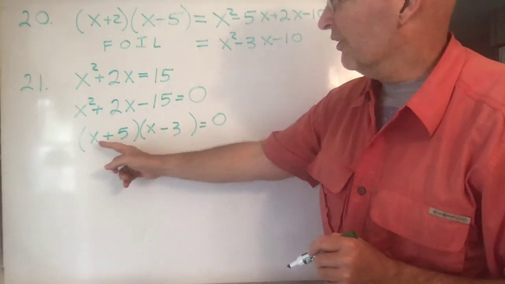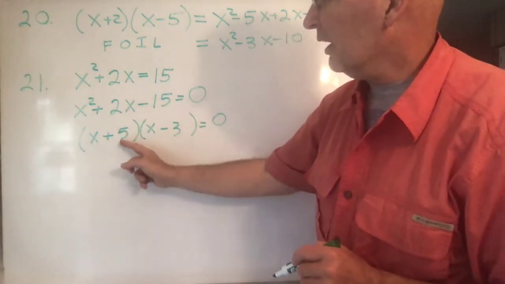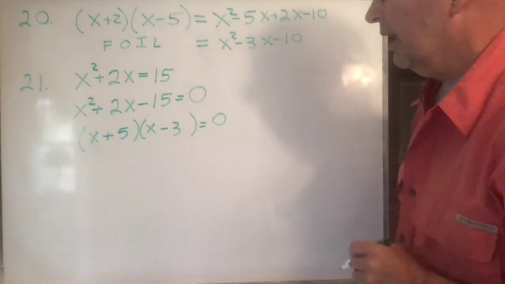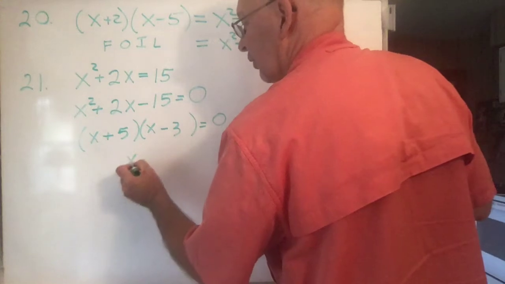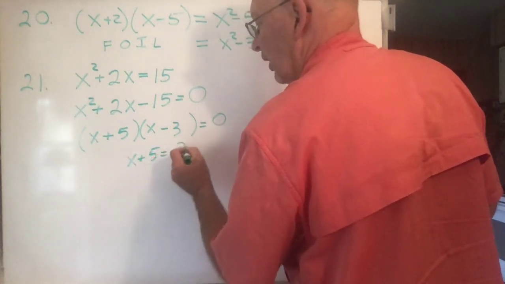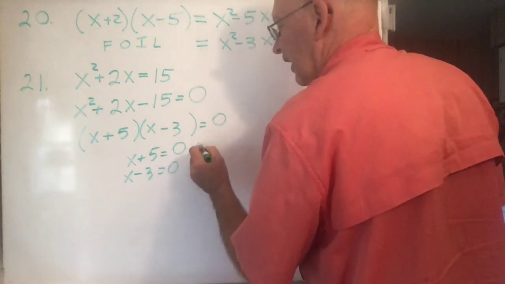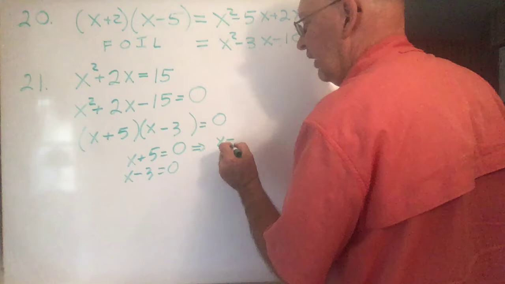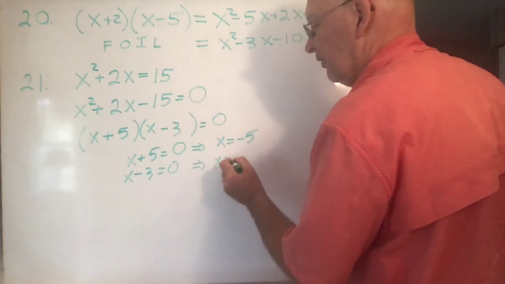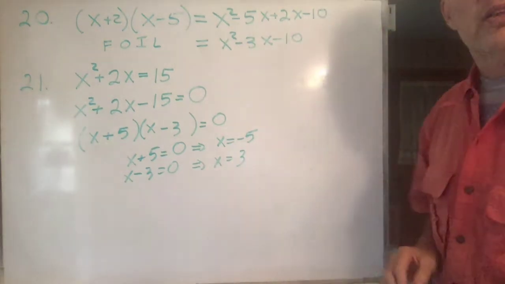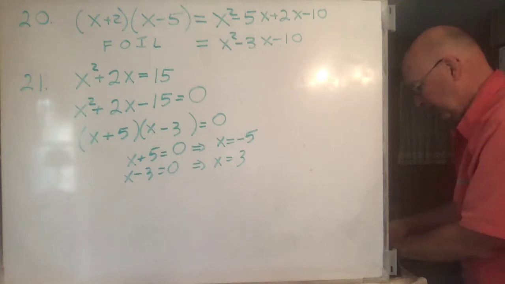Because if you FOIL this out, you're going to get x squared. Here you're going to get 5x minus 3x is 2x, and then you're going to get minus 15. And so then, since this times this is equal to 0, you know that one of them has to be 0. Either one of them can. So that's one option. That's the other option. And if x plus 5 is 0, that tells you that x is negative 5. If x minus 3 is 0, that tells you that x has got to be 3. So there you go. That's how you do one like that.